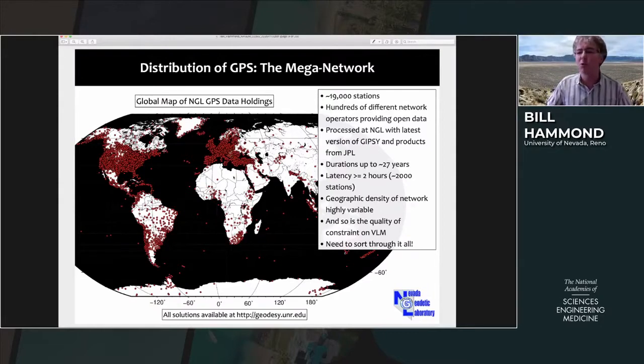So obviously we're going to have very good constraints on vertical land motion in some places and not so good in others. So a theme of this talk is to try and show what sort of signals are there, where we are doing well, where we are doing not so well, and how we can quantify that a little better.